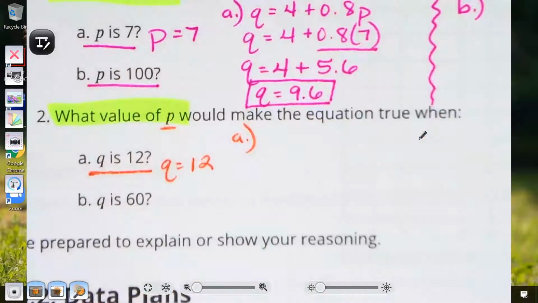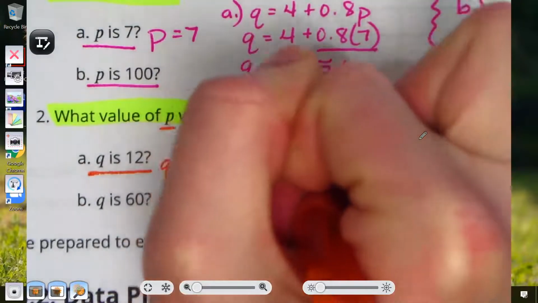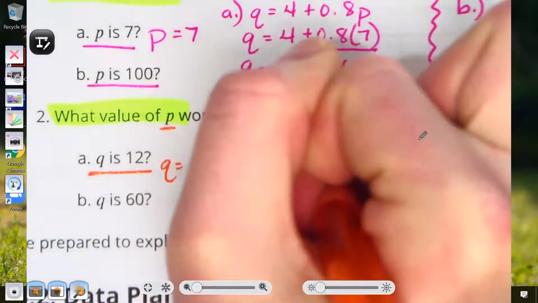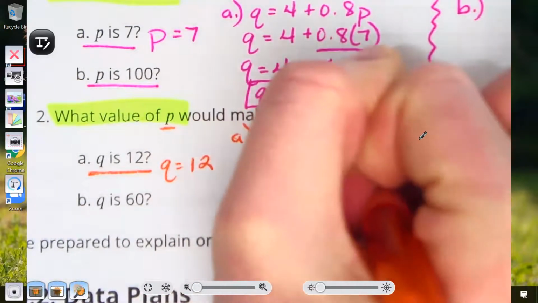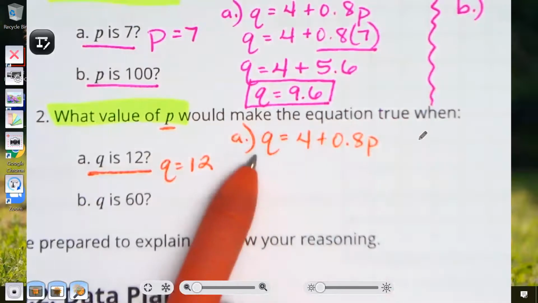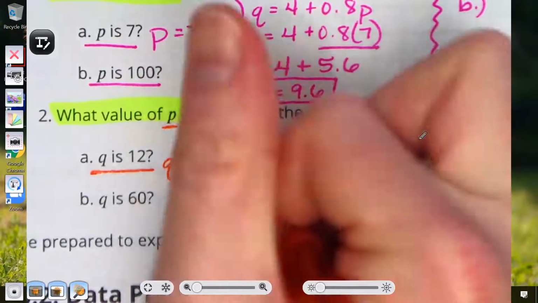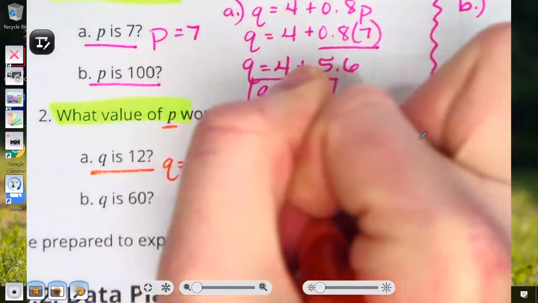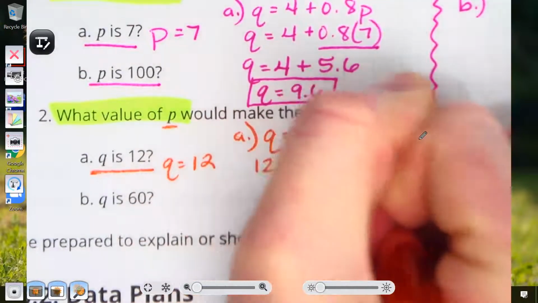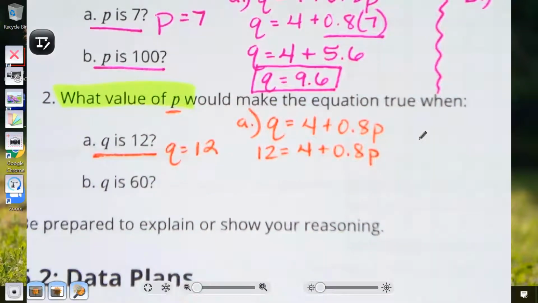All right, so once again, I have an equation. I have a variable. What do I do? Plug it in. Plug it in. So I'm going to rewrite my equation. Q equals 4 plus 0.8 P. But everywhere I see a Q, I'm going to change it to a 12. So I have 12 equals 4 plus 0.8 P.